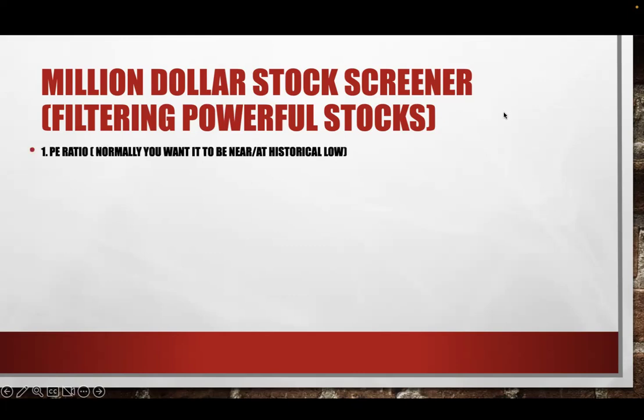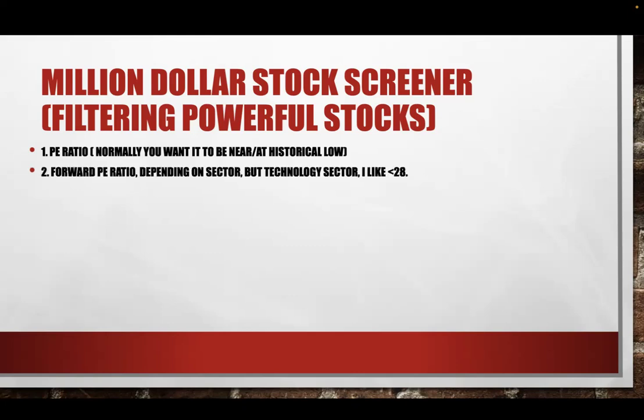The first filter is what we already talked about in the past. You want to have a filtering of the PE ratio. PE ratio is the price to earnings ratio. Normally you want your PE ratio to be near or at a historical low. Really, really simple stuff. Let's look at the second part.